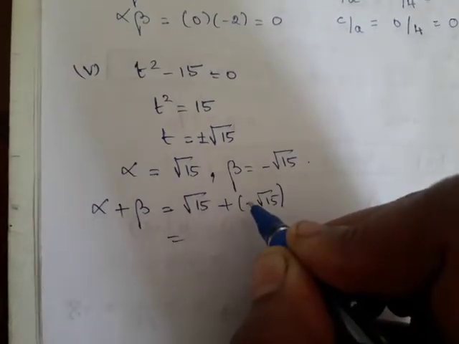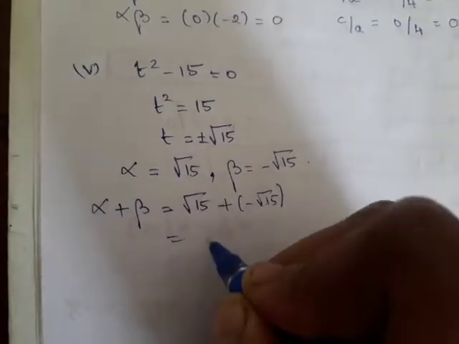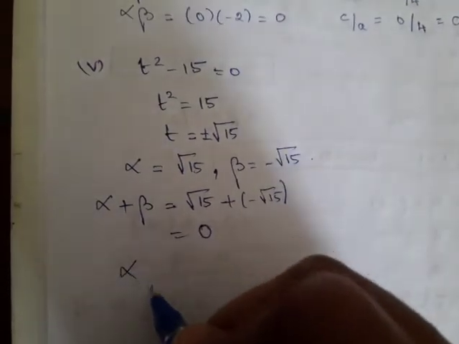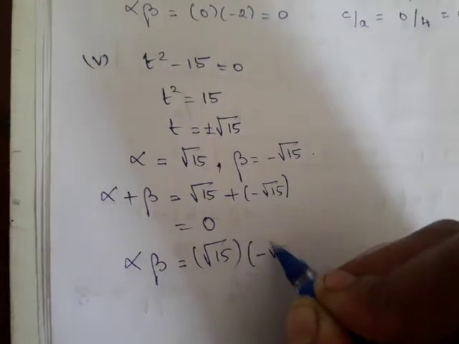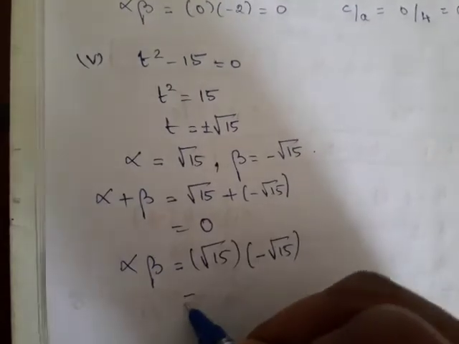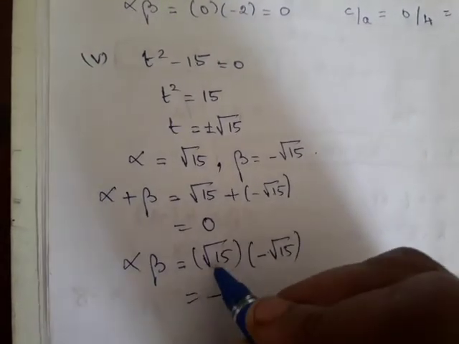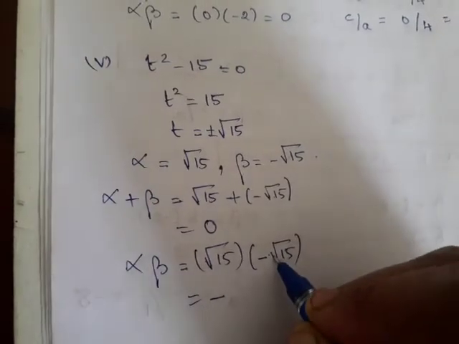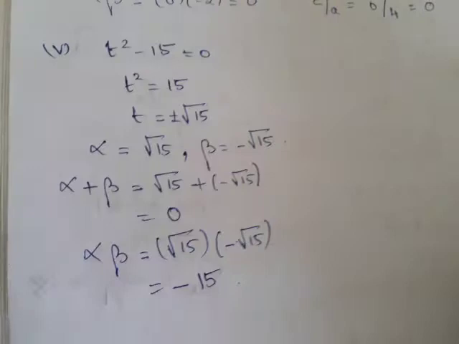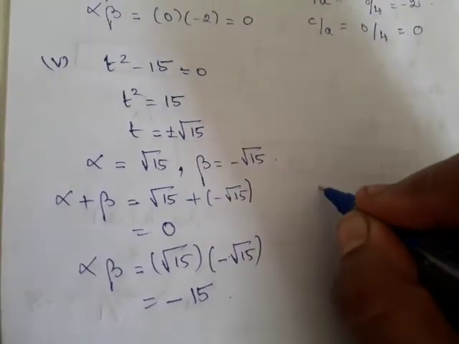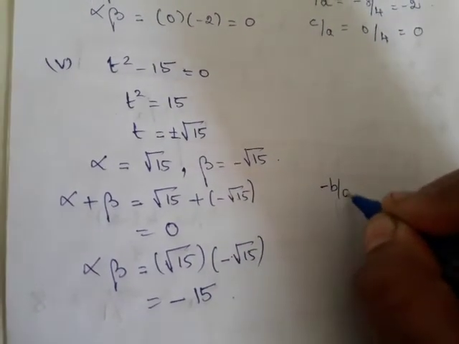Plus root 15 plus minus root 15 is 0. Then find alpha beta: root 15 into minus root 15. Plus into minus is minus. Root 15 into root 15 is nothing but 15. So minus 15. Now let us see what is minus b by a.